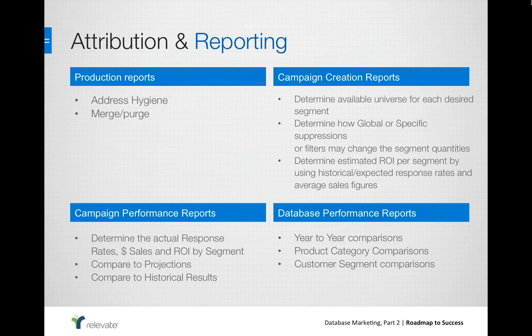There's campaign performance reports, which help determine your actual response rates and performance and allow you to compare these results to original projections and can then also compare them to historical results. And finally, you have database performance reports with the key performance indicators for things like year-to-year comparisons, product category comparisons, segment comparisons, etc. Over the next few slides, we're really going to focus on the latter two, the campaign and database performance reports.